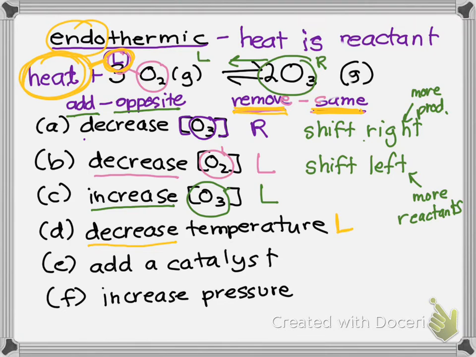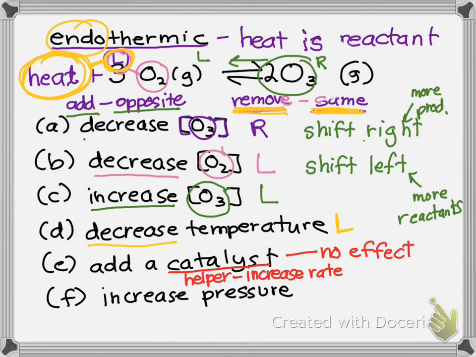Now, I haven't talked about a catalyst, and if you recall from the energy diagrams, a catalyst is just a helper. It's not a reactant or a product. It doesn't get used up in the reaction. A catalyst's job is to make the reaction go faster. But we're talking about equilibrium here, and a catalyst doesn't change the equilibrium because it makes the reaction go faster forward and in reverse. So this actually has no effect on the equilibrium. It does not cause it to shift left or right.